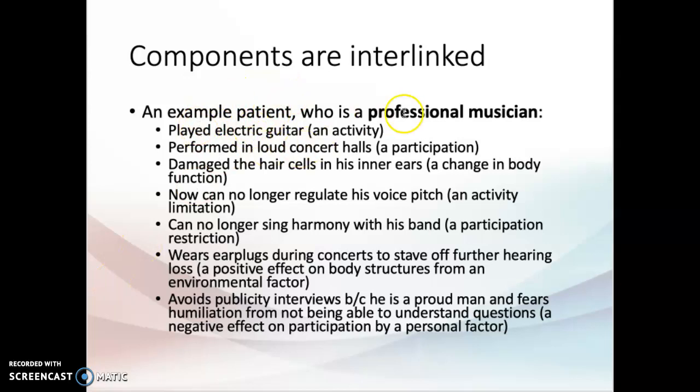So here's an example of how everything's kind of interwoven and interlinked. For this patient, you have a professional musician, okay? And so obviously played in loud concert halls, has damage to hearing, and now no longer can do some of the things that are required of his or her position. So one of the things it notes is because of the hearing loss, they're no longer able to regulate voice pitch or quality. So that limits a vocational component.